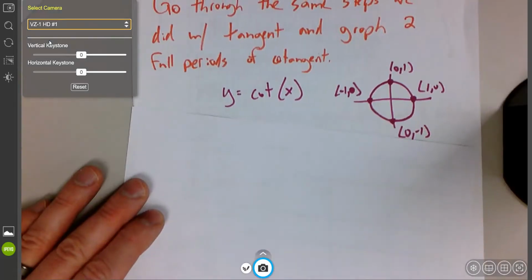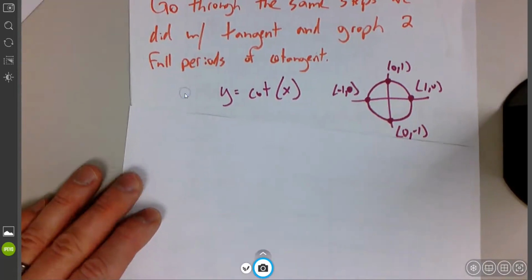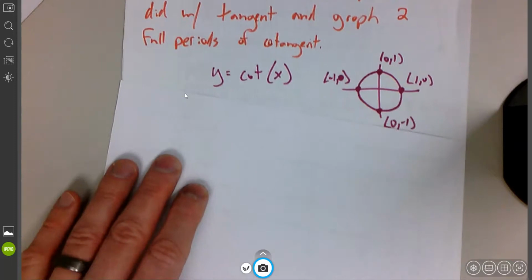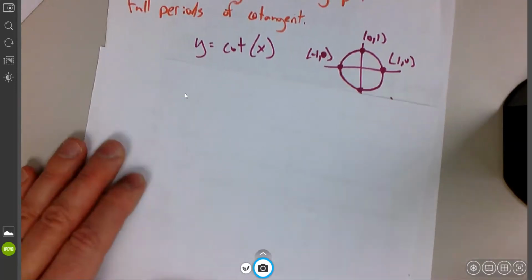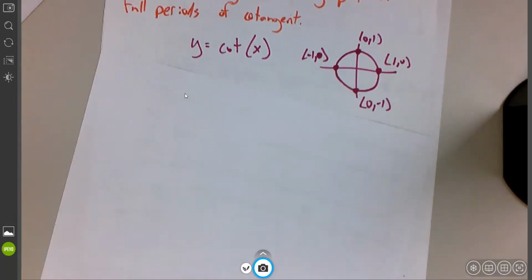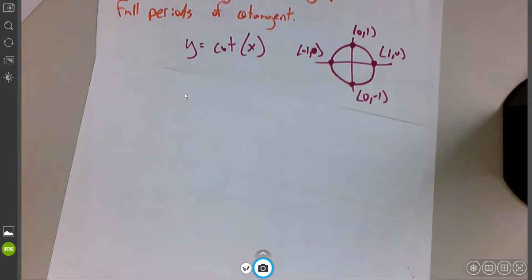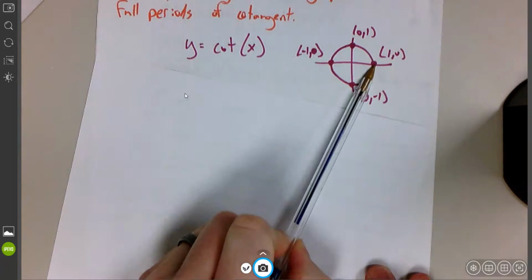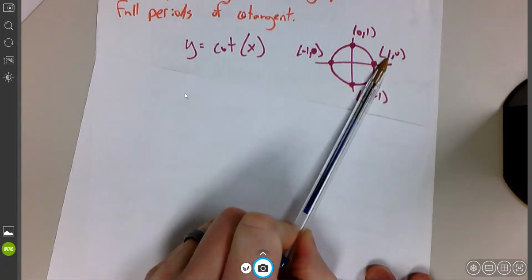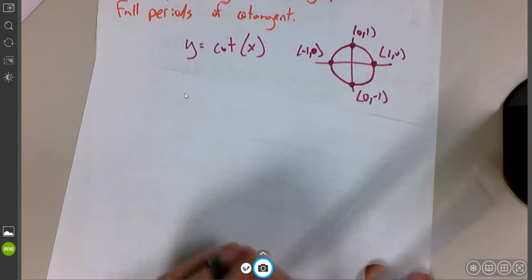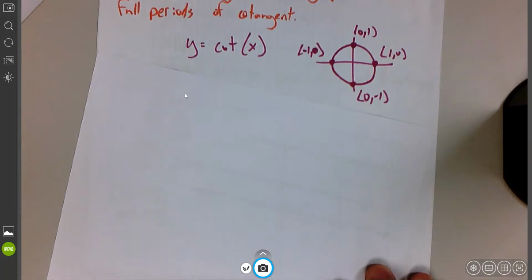To graph one period to start with, we're just going to go around the unit circle, right? This is where we started tangent, so let's start this on cotangent. We have to remember, though, that the definition for cotangent, that ratio, is going to be the x-coordinate over the y-coordinate. So at 0, the x-coordinate over the y-coordinate is undefined. 1 over 0, no good. There actually is going to be an asymptote right there at 0.